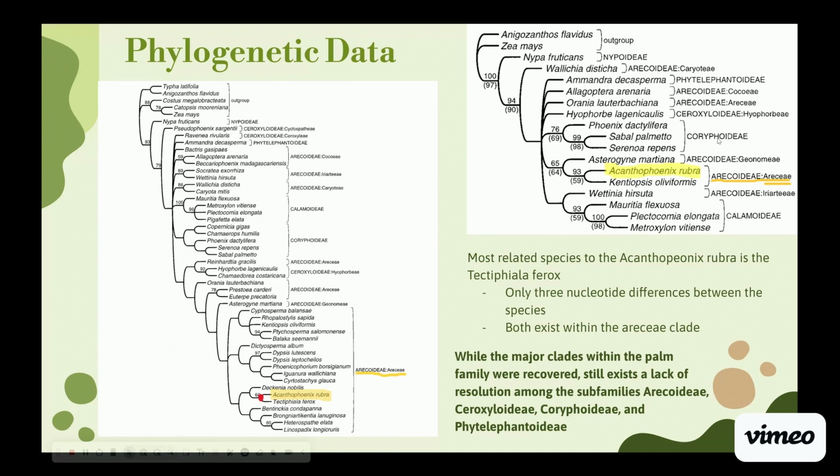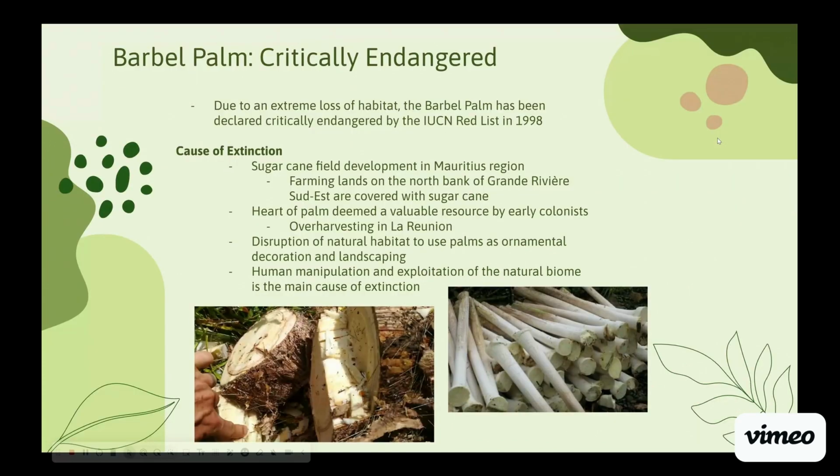This then brings us to our next slide, why we even care about barbel palms in the first place. As of 1998, the species is critically endangered due to extreme habitat loss and overproduction of the plant. In the Mauritius region, sugarcane is one of the most developed agricultural crops. Thus, a great deal of the natural palm species native to these islands are cleared away for sugarcane fields.